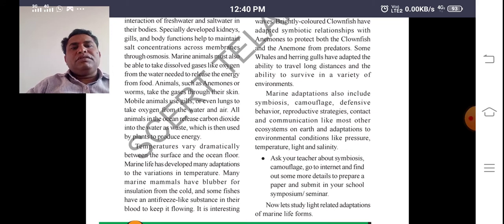Sea anemones or worms take the gases through their skin. Mobile animals use gills, even lungs, to take oxygen from the water and air. All animals in the ocean release carbon dioxide into the water waste, which is then used by plants to produce energy. All animals in the ocean release carbon dioxide into the water.